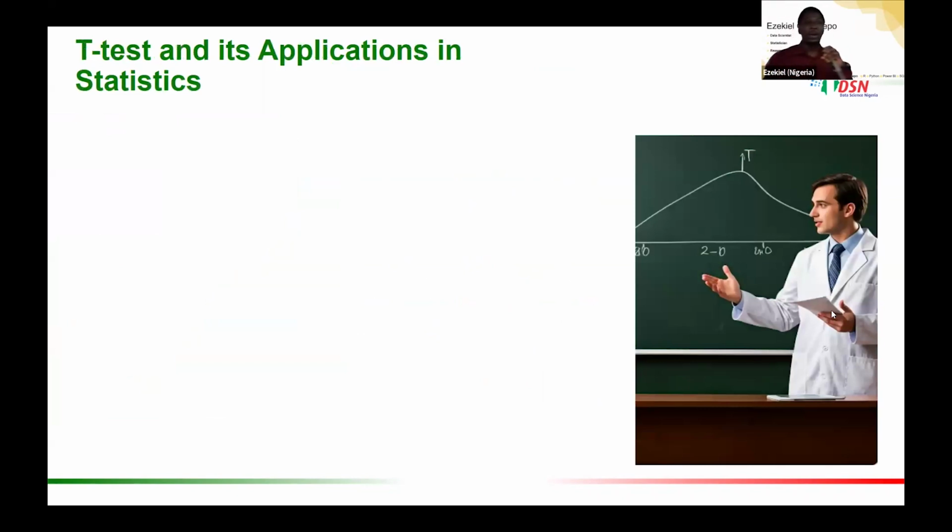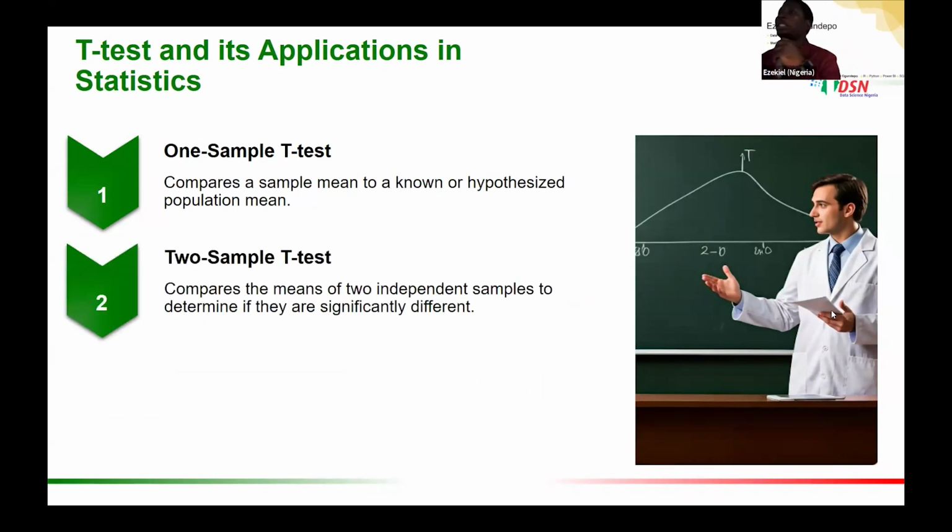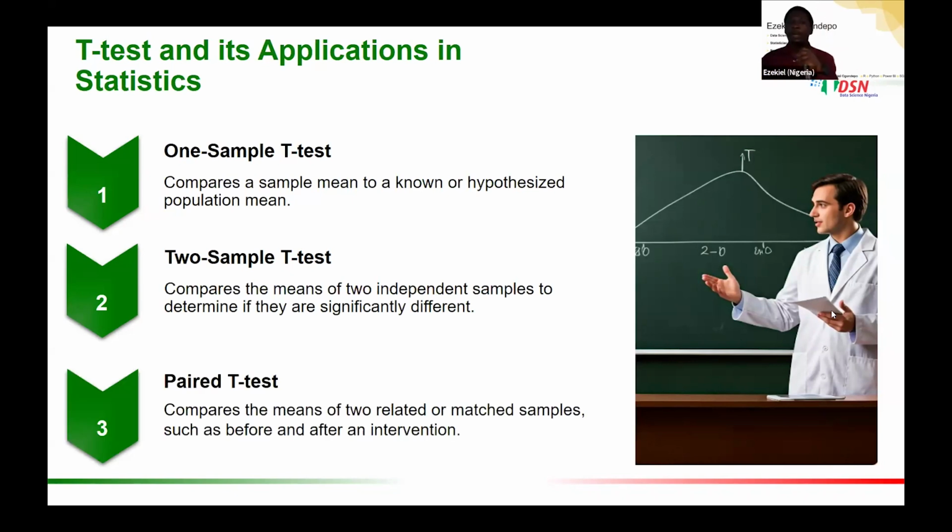Then we have this concept called the t-test. We have the one-sample t-test, which is used to see if the population mean is significant, maybe equal to exactly the number that we put there. Then we have the two-sample t-test. In the two-sample t-test, we are checking if the difference between the means are the same or they are not. Then we have the paired t-test.